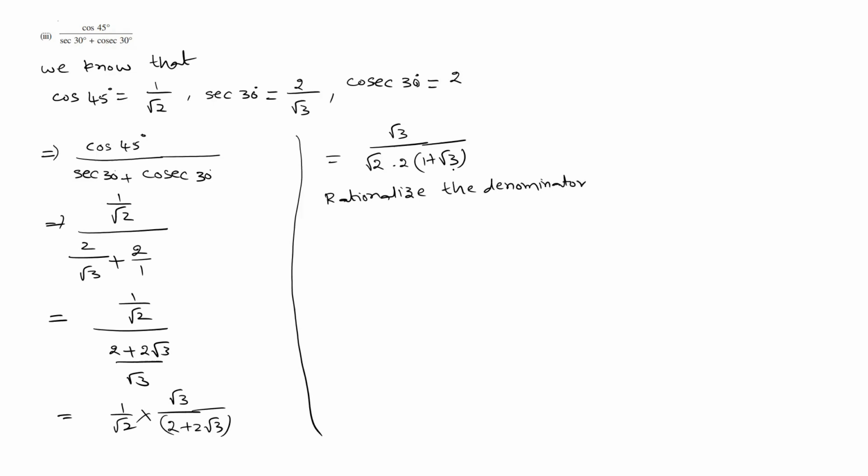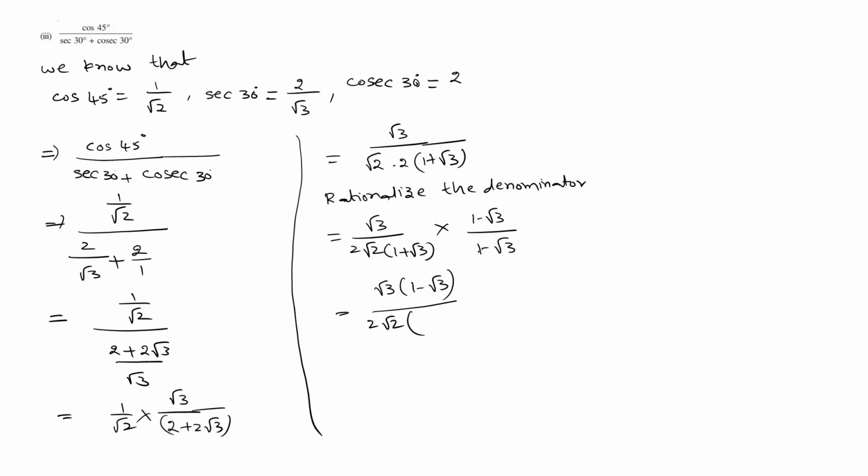So 1 plus root 3 is there, which means both the sides will multiply with 1 minus root 3. So this will become 2 root 2 into 1 plus root 3. We are rationalizing, and the rationalizing factor of 1 plus root 3 is 1 minus root 3. So 1 minus root 3 will multiply and divide here. So we'll get numerator into numerator: square root 3 into 1 minus square root 3, divided by 2 root 2 into 1 plus root 3 into 1 minus root 3.